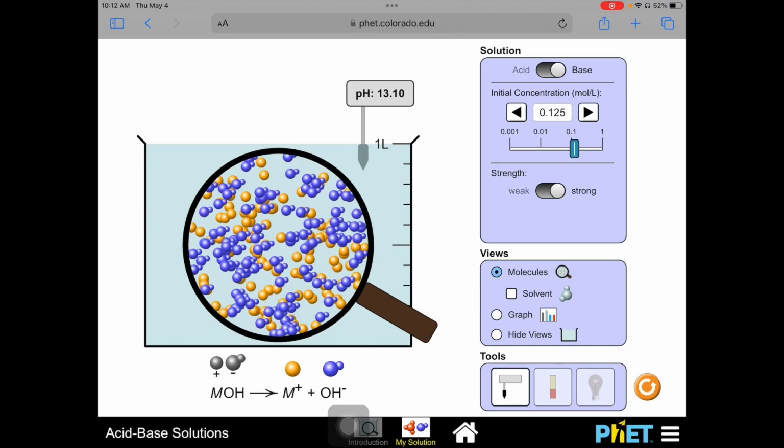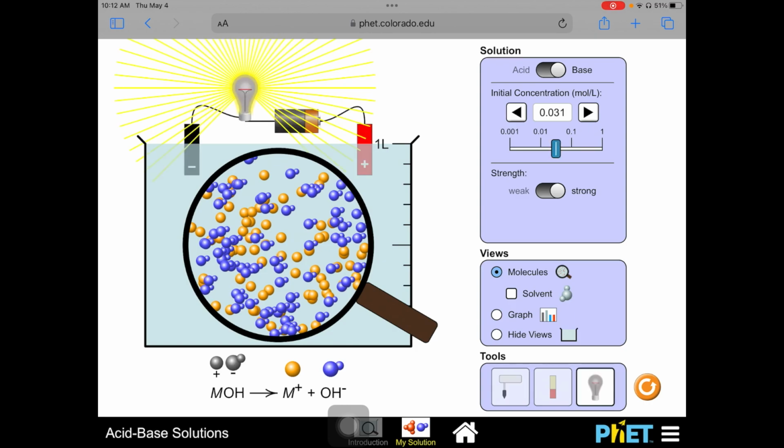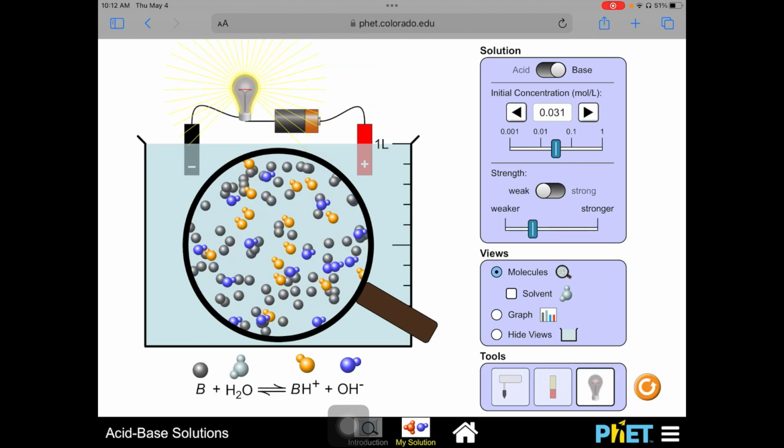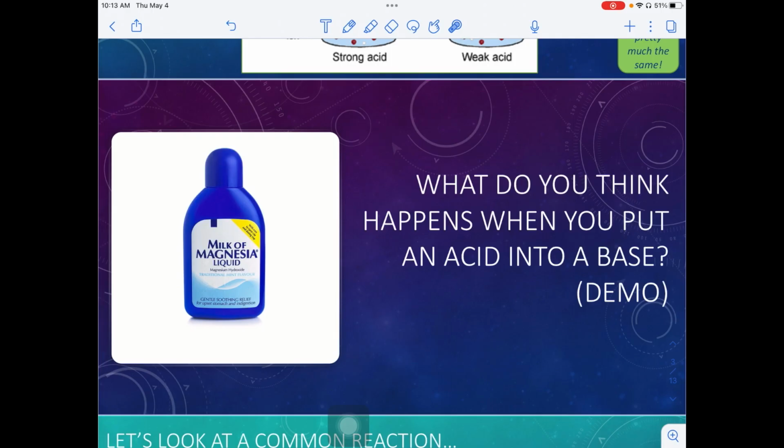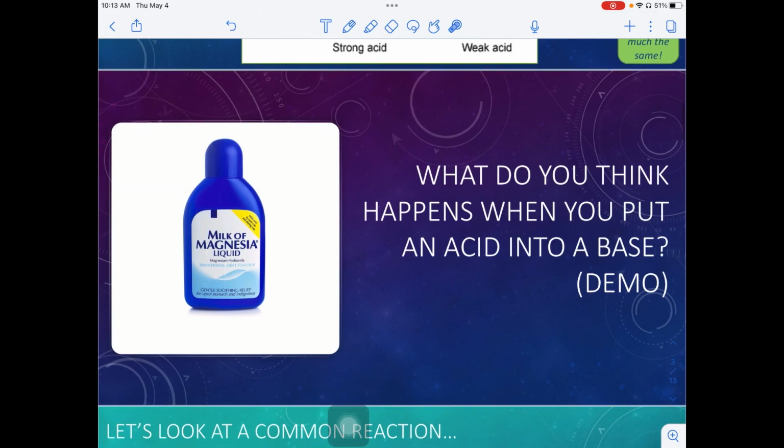A strong base simply means that everything is broken apart and you have the maximum amount of hydroxide ions that can form. And again, the only way you can change the pH is by changing the concentration. Looking at a base as an electrolyte, it's the exact same thing. Strong bases, strong electrolytes. Weak bases, weaker electrolytes. This is that demo, and hopefully you'll get to see that or you've already seen it.